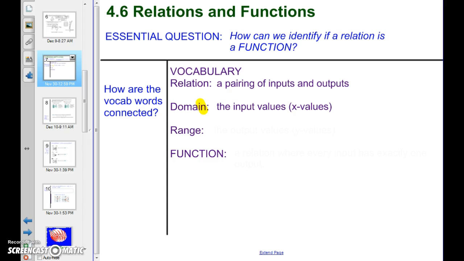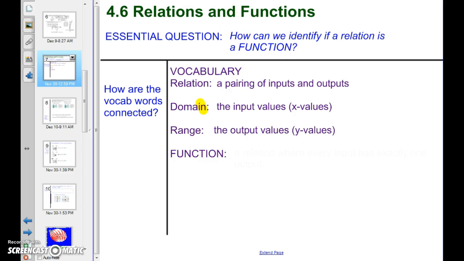So if domain is what goes in, your x values, then your range is the output values or your y values. Now you should already have all of this written down. However, if I'm talking too fast, the beauty of a video is you just hit pause. Okay, so range, output values, or the y's.